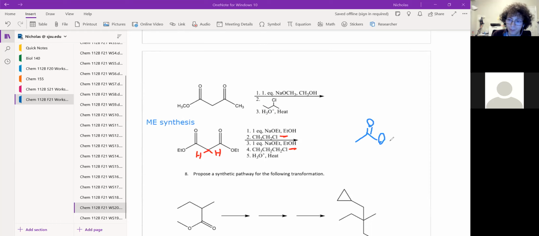which means you can start by drawing this. You know this is going to be a part of the structure. And then we added an ethyl group, so that's from step 2. And then we added a propyl group in step 4. So there's the propyl group, and that's the product. It's an acetic acid with an ethyl group and a propyl group on the alpha spot.